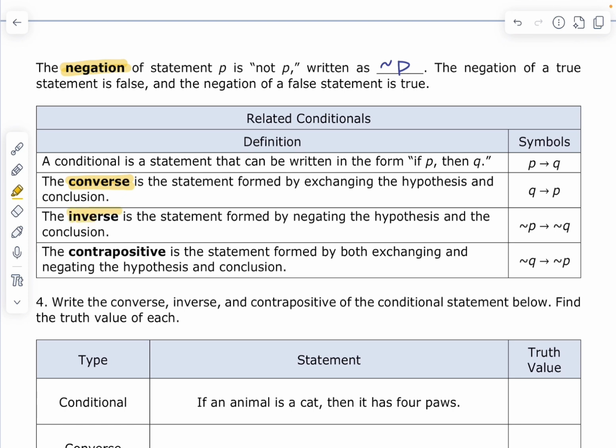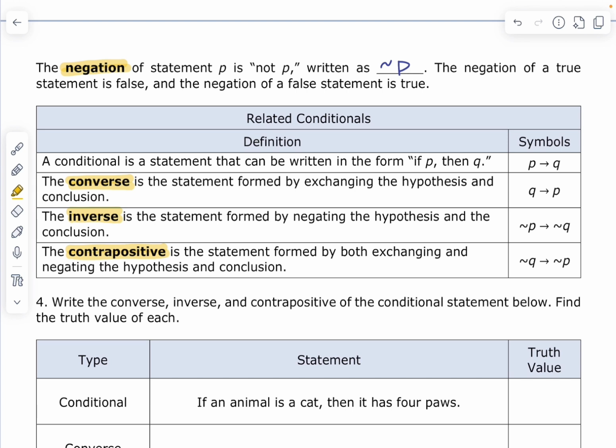Okay, the inverse is the statement formed by negating the hypothesis and the conclusion. So you'd say if not P, then not Q. The contrapositive flips the hypothesis and the conclusion and negates them both. So you would say, if not Q, then not P.